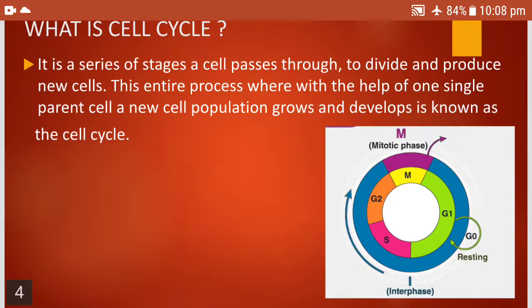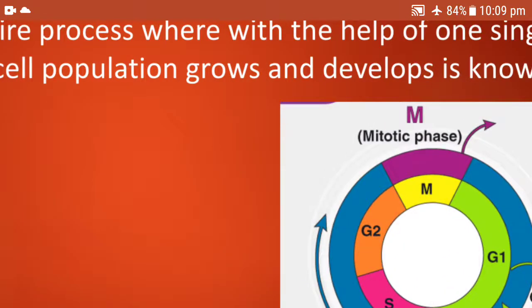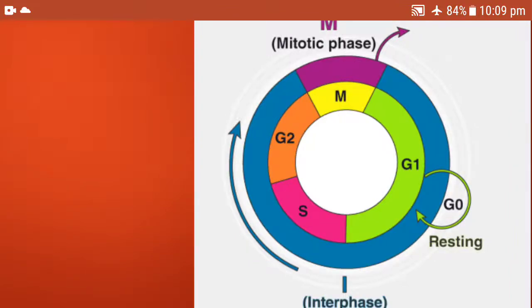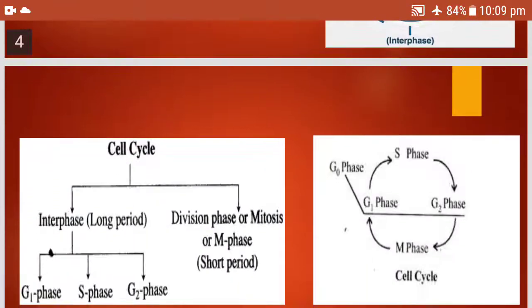So mitosis is a part of the cell cycle. The cell cycle consists of the G1 phase, S phase, G2 phase and M phase. M phase is actually the cell division phase, the mitotic phase, which in turn consists of four phases: prophase, metaphase, anaphase and telophase, that I will do in detail. For now, remember the cell cycle has four phases: G1 phase, S phase, G2 phase and M phase. We will see what these phases are.